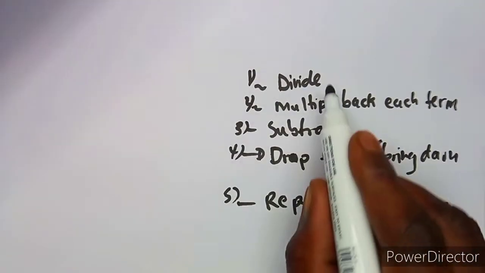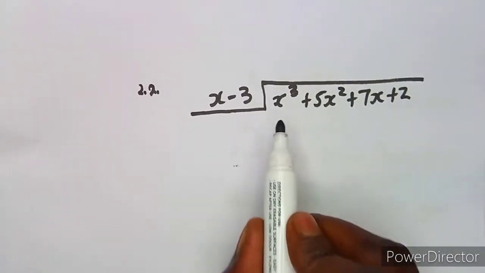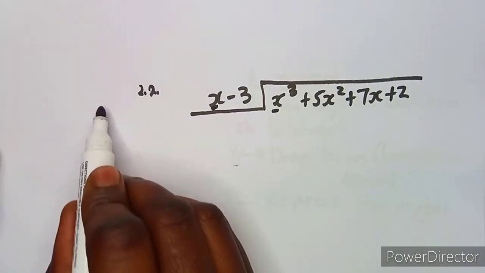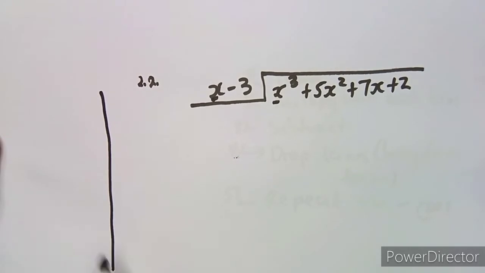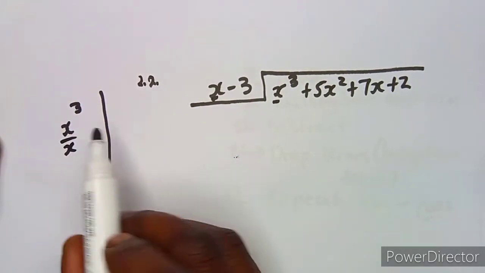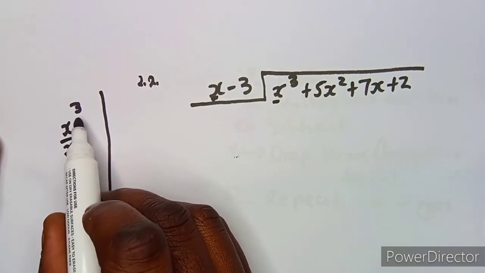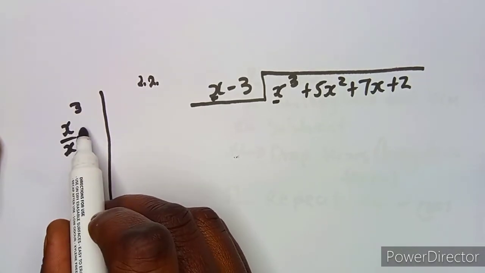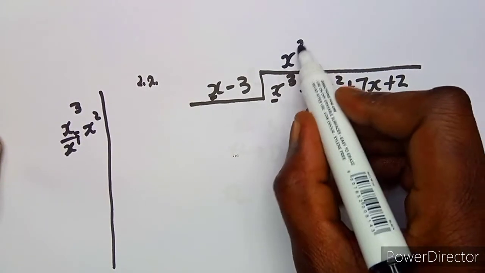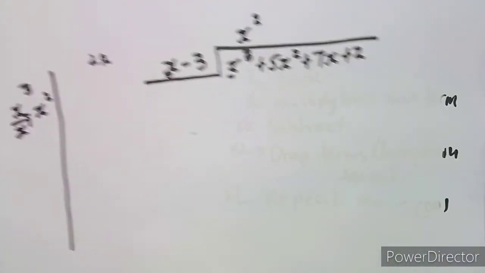So when I say divide here, you're going to divide the first term by the first term. So that's something like this. Let me just have it like this. So it's x to the exponent of 3, divided by x. That means you're going to have x squared, because 3 minus 1 is 2. So this is what you write here on top, x squared.